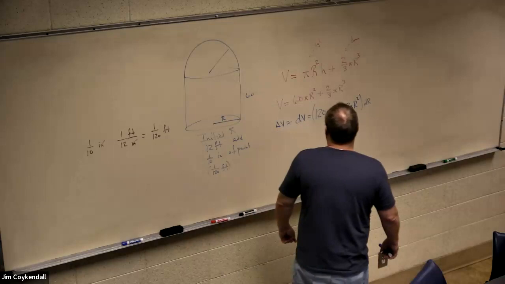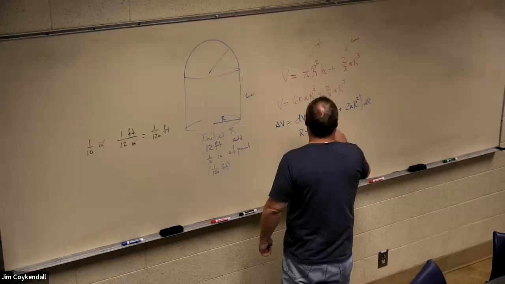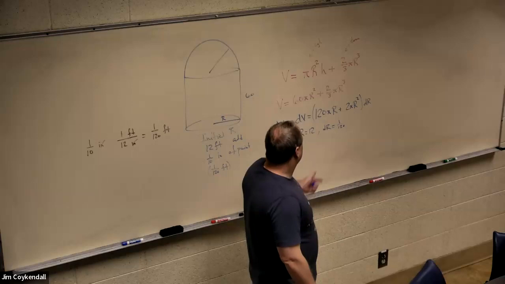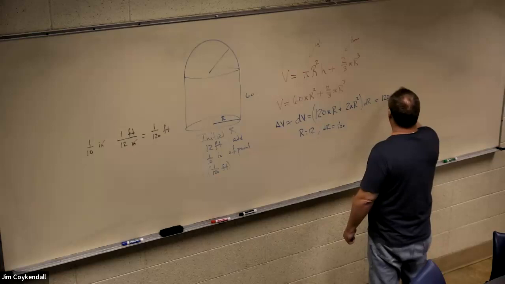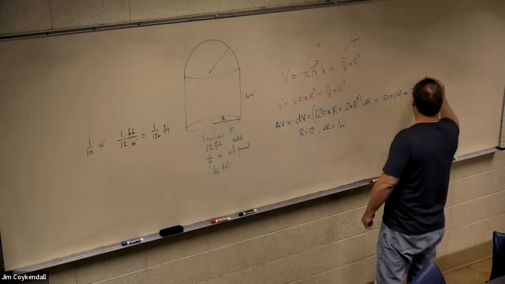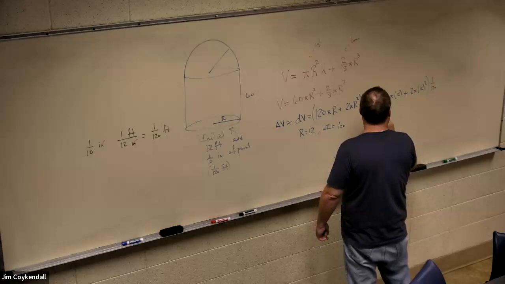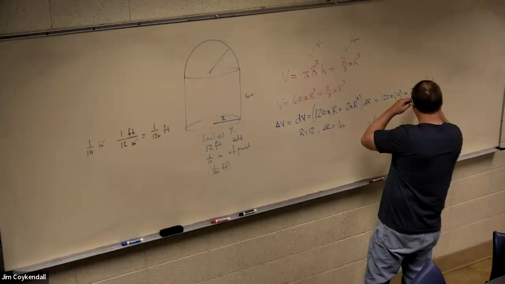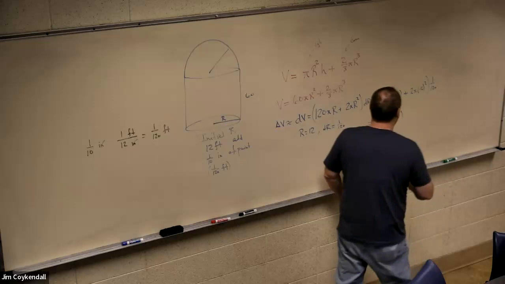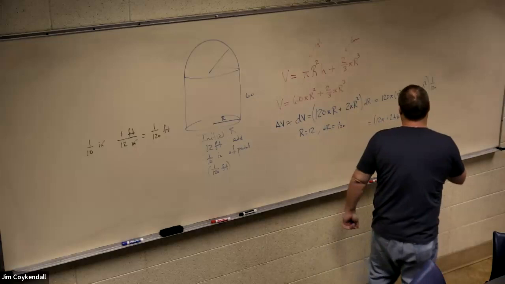Let's do that, and that'll give me the number. So, in this case, 120 pi times R, which is 12, plus 2 pi times 12 squared, all times 1/120. And this should be in cubic feet. So that's going to be the 120 against 12 pi, and let's see, that's going to be 24 over 10. Well, yes, so this is about 14.45 cubic feet.